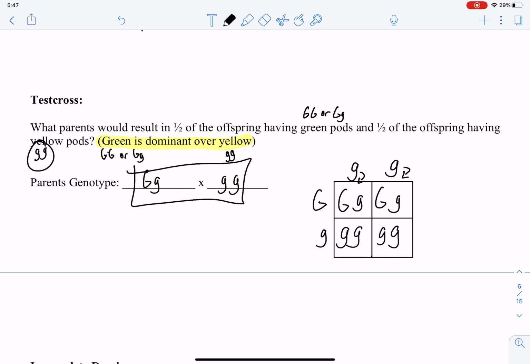So test crosses, you find the offspring's genotypes first and work backwards.